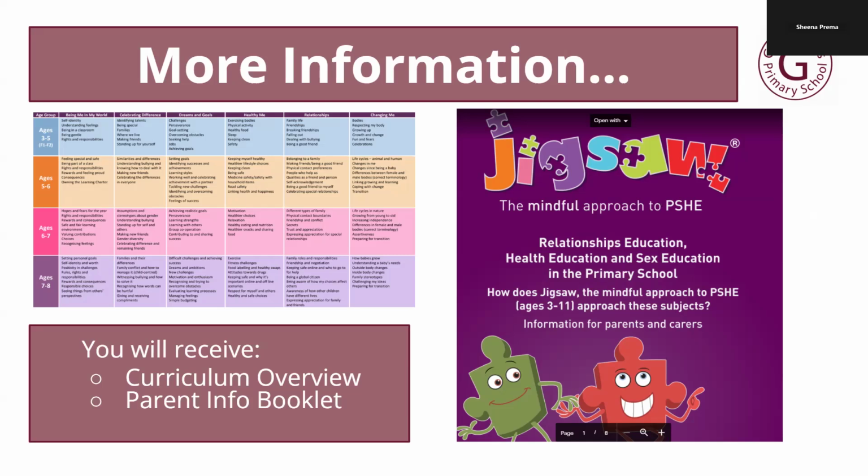Jigsaw is 6 different puzzle pieces, from Being Me in My World, which is all about learning about the self and happens in autumn 1, through to Changing Me, which is the sex ed part, which is now. This overview, which you can see on the screen although you may not be able to read the detail, shows what's covered throughout that curriculum. We will be sending that home along with this parent booklet, which gives you some information about Jigsaw as a whole and what it's all about, just for your information.